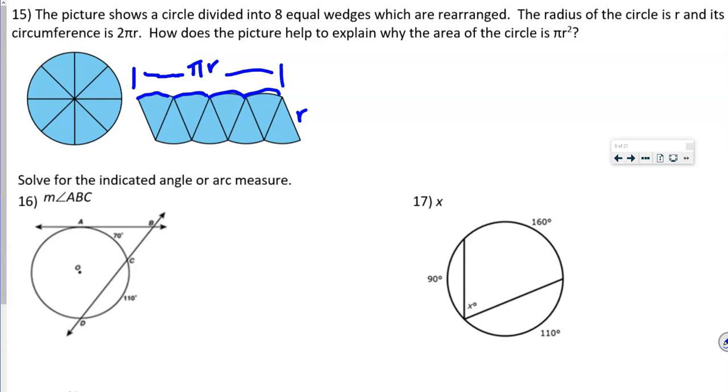So then it says, how do we explain the area? So don't we normally do area by length times width? So that's exactly what we're going to do. We're going to do pi r times r. So the area is going to be equal to pi r squared. So that's the explanation as to why this is true.